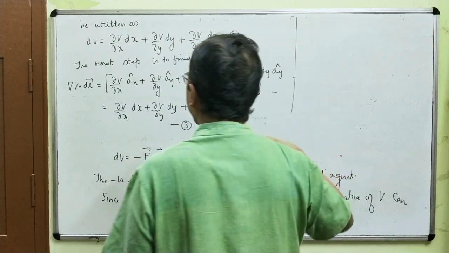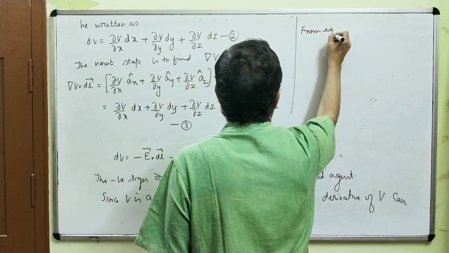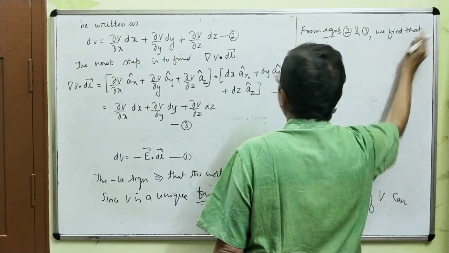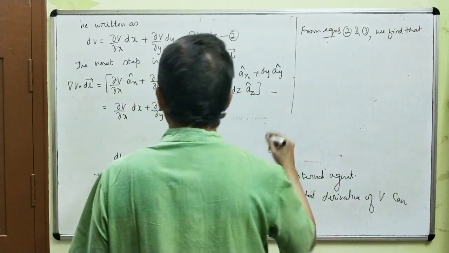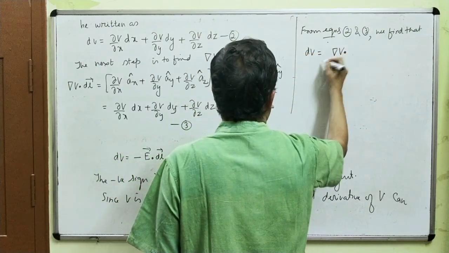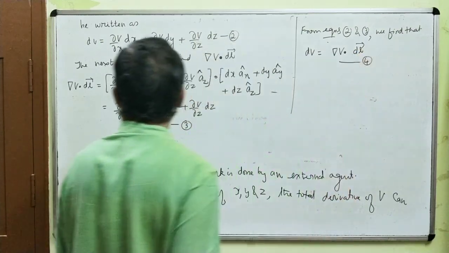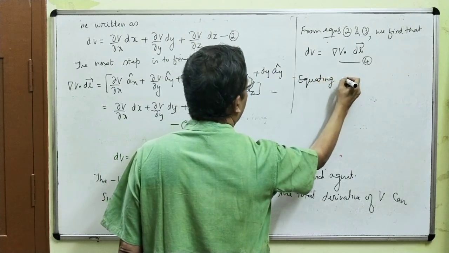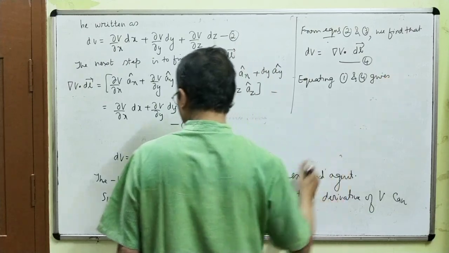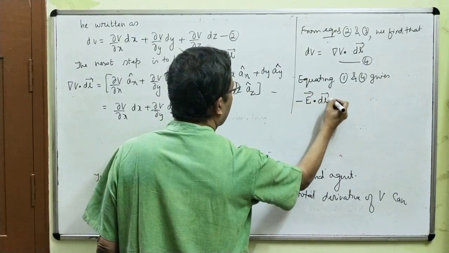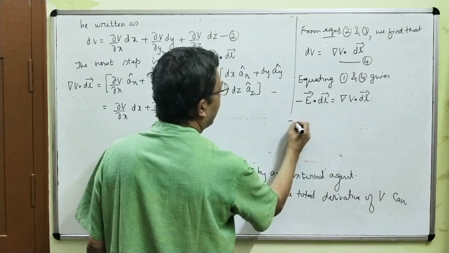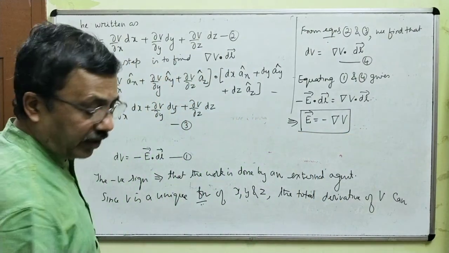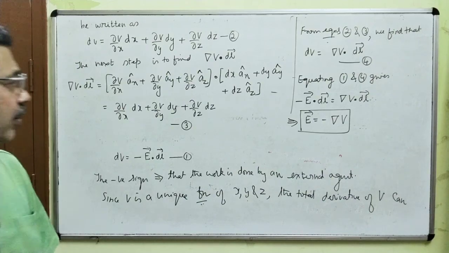From equations 2 and 3, we find that dV is equal to del V, grad V dot vector dl. This I call equation 4. Equating equations 1 and 4 gives minus vector E dot dl is equal to grad V dot vector dl. This implies vector E is equal to minus grad V. This is the relationship between electric field intensity and electric scalar potential. Very, very important relationship.